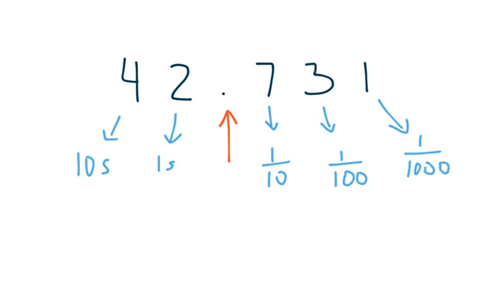The first thing that's important to recognize when you're doing a rounding problem is to make sure you're rounding to the proper place. So make sure you understand these place values and their locations.